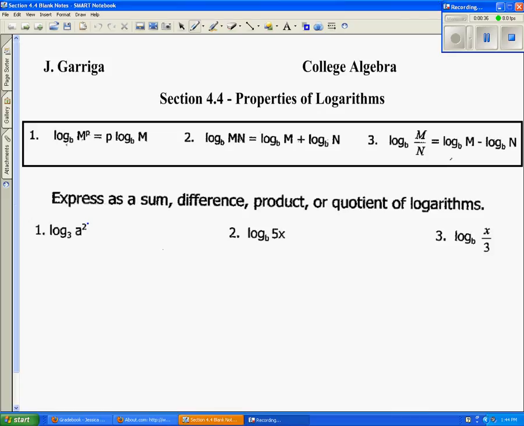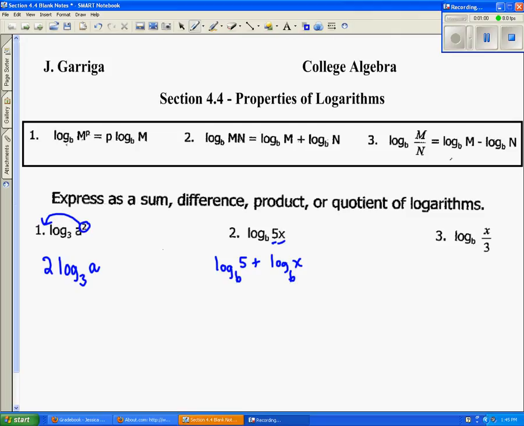So in number one, this is an exponent, so I can move that out front and this becomes 2 log base 3 of a. Okay, number two, this shows multiplication. That means I can rewrite it as addition. I break it off, log base b of 5 plus log base b of x.